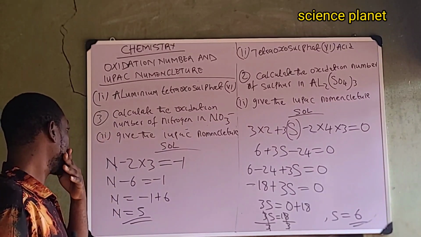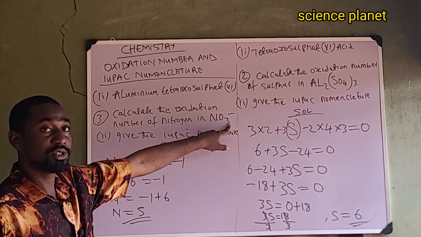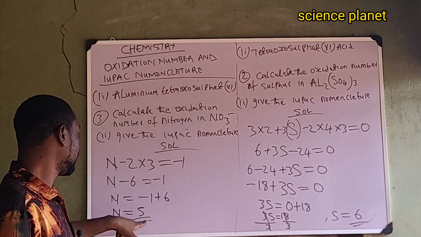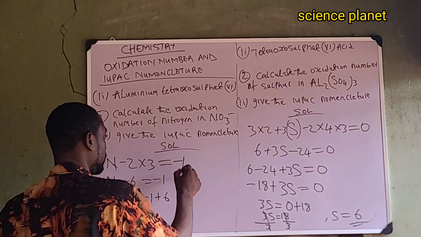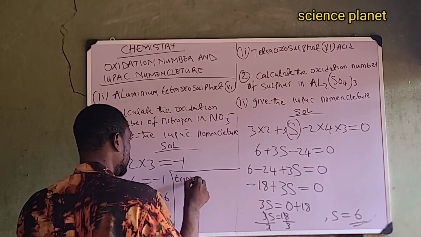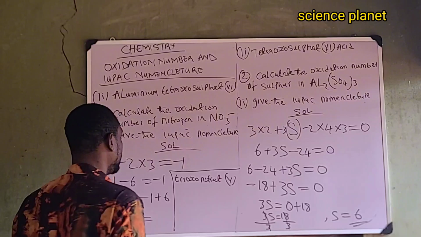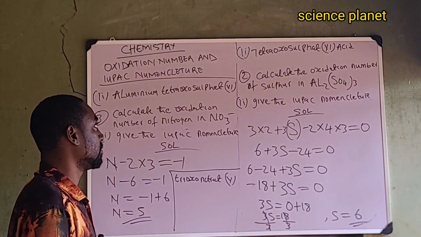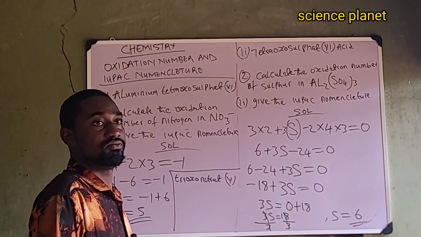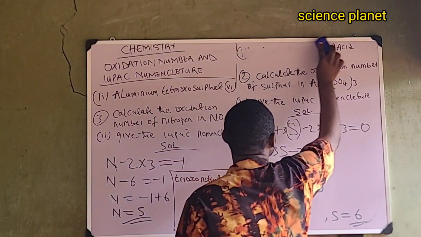Let's look at question number 2. Give the IUPAC nomenclature. It's a very simple thing to do. As you can see, 3 is tri, oxygen is oxo, so trioxo nitrate 5. That's the answer. Let's write it here. Trioxo nitrate 5. The 5 will be in Roman numeral. Trioxo nitrate 5 is the answer.